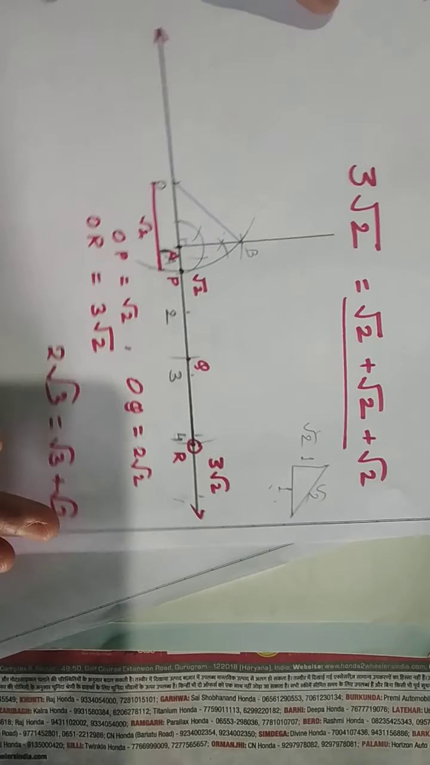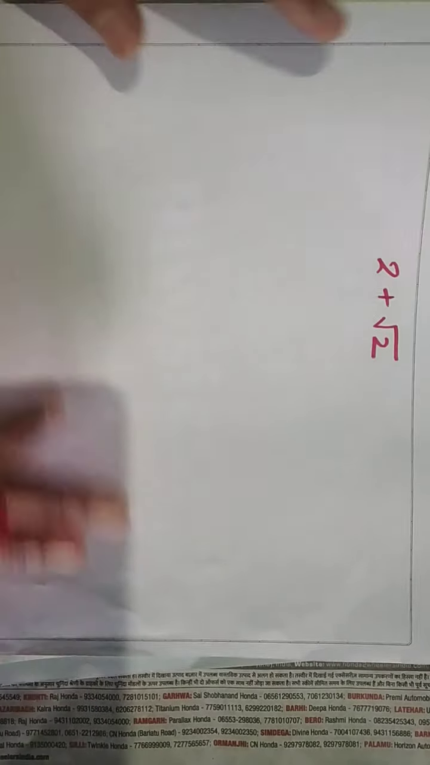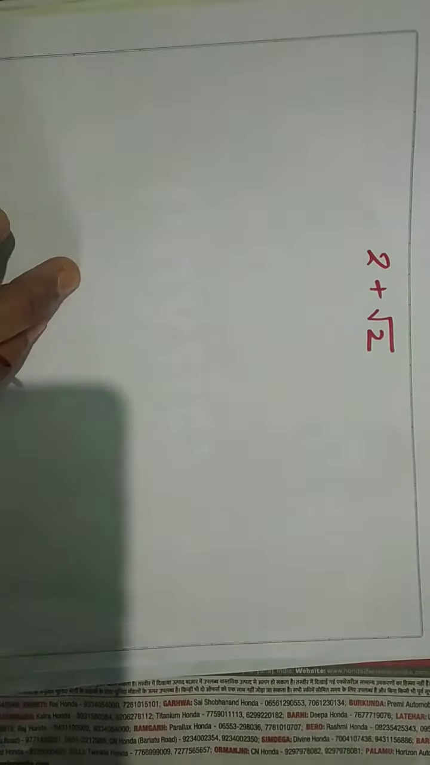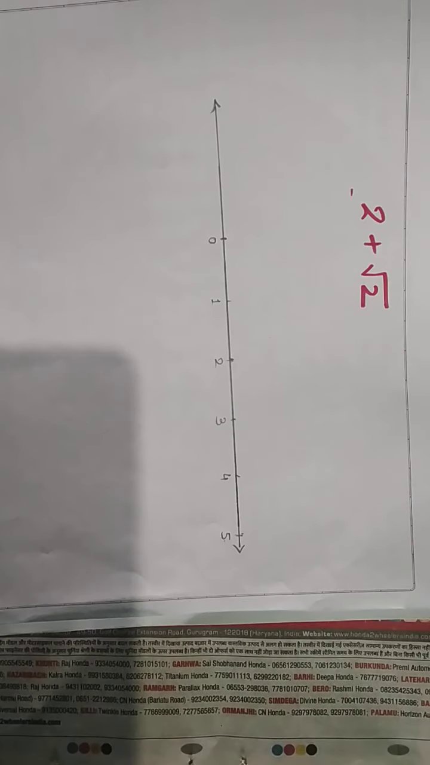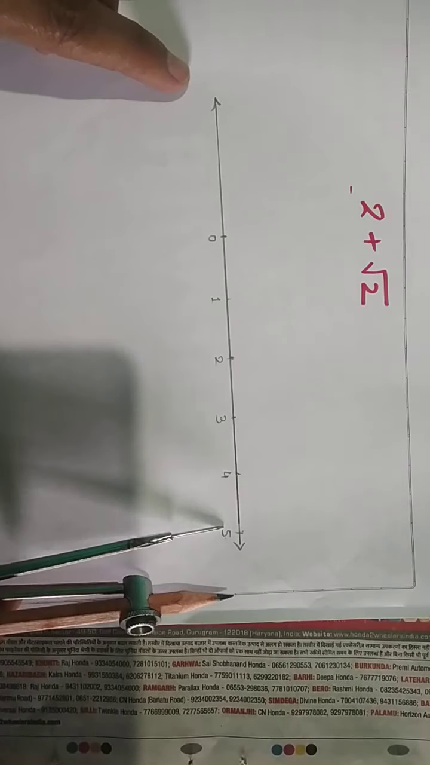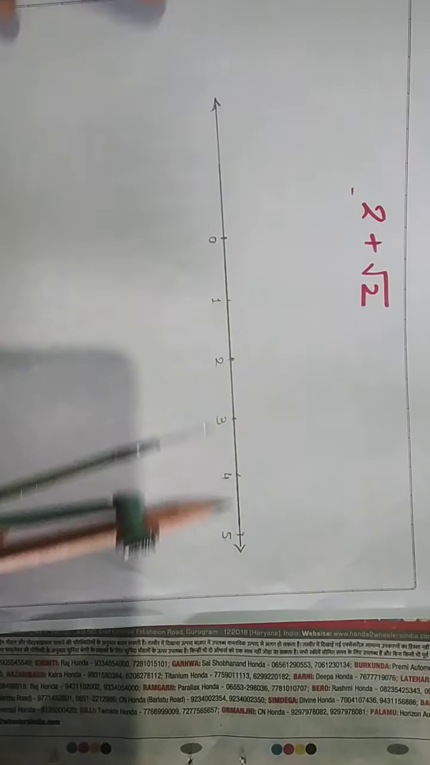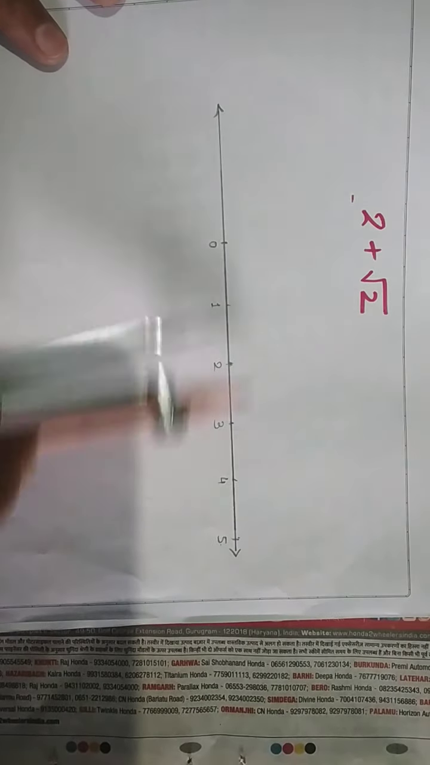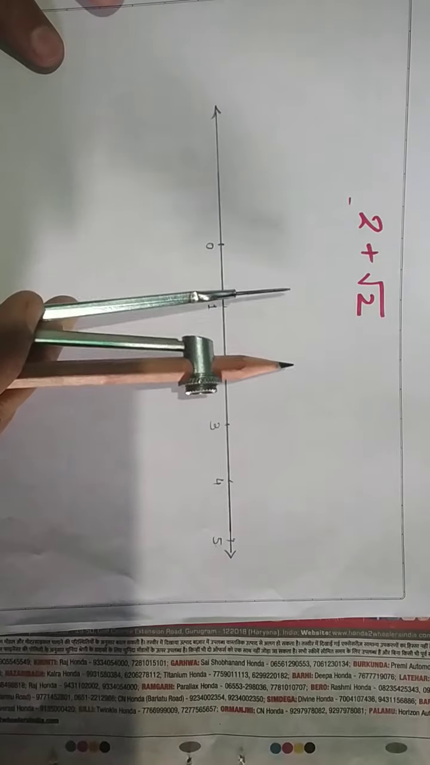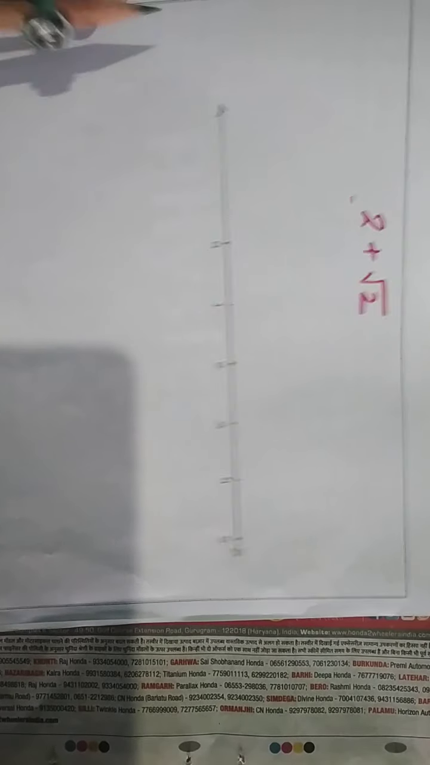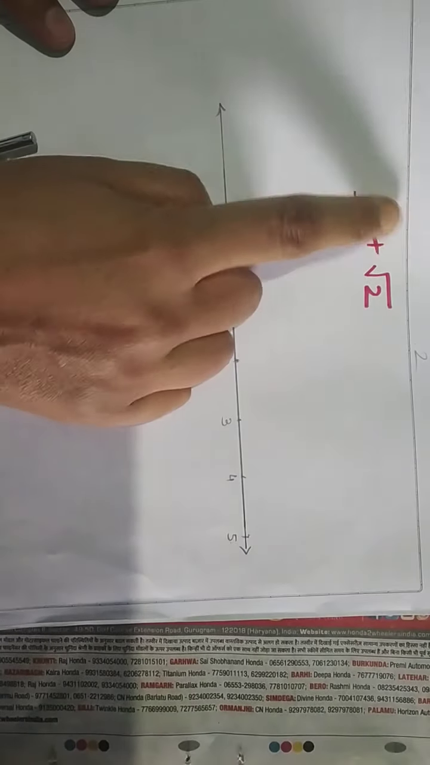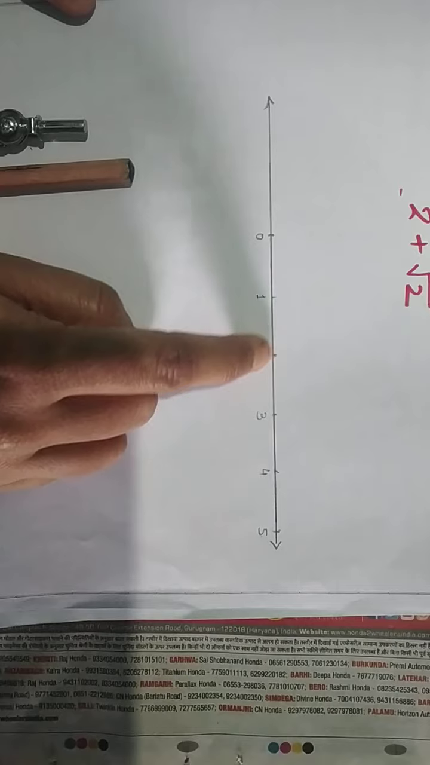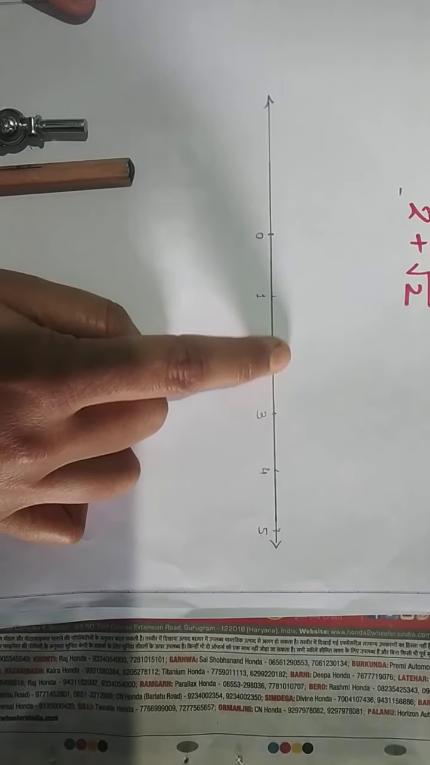Okay. Today we are going to draw 2 plus root 2 on the number line, meaning we are going to plot the point which is 2 plus root 2. Let's see how. For this we will draw a number line as we do for all the irrational numbers. After that, if I ask you how to plot only 2 on the number line, suppose this root 2 is not here, only 2, then you can plot it here. This is 1, this is 2. So this will be only 2.